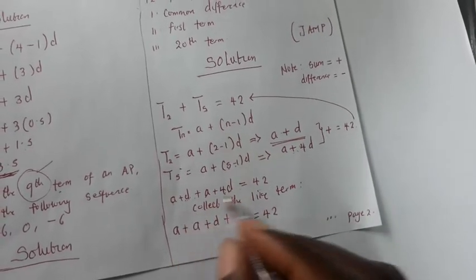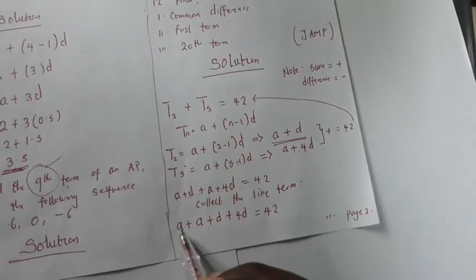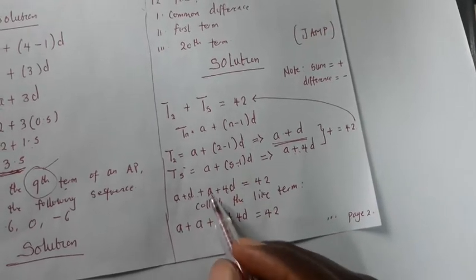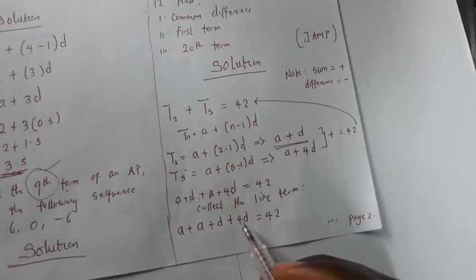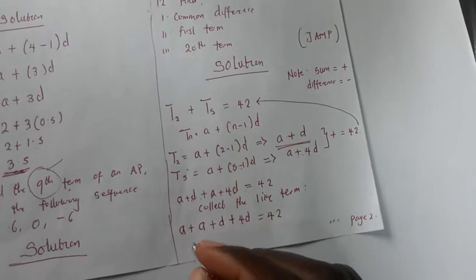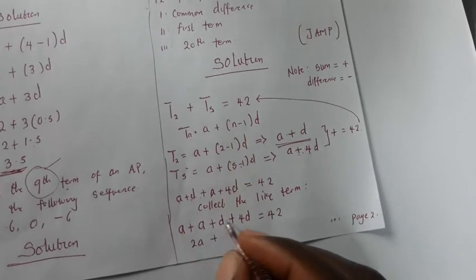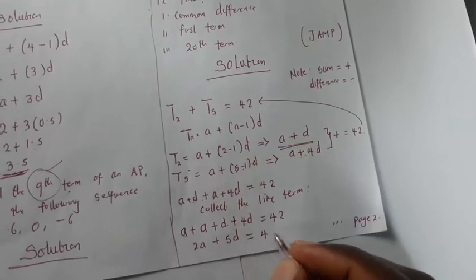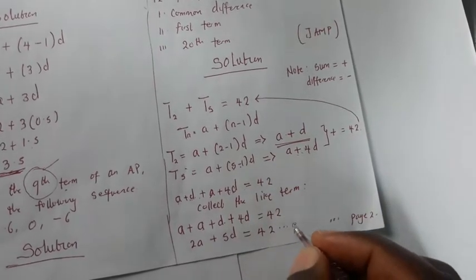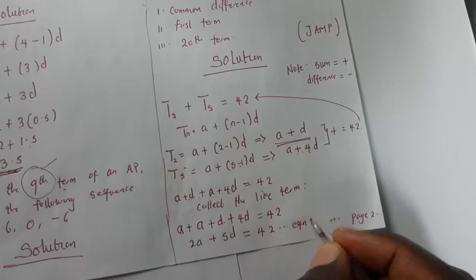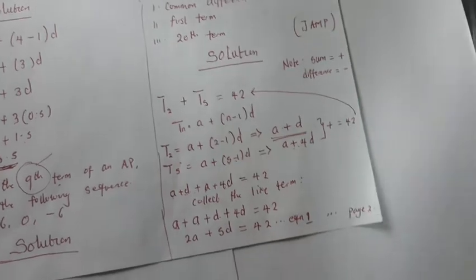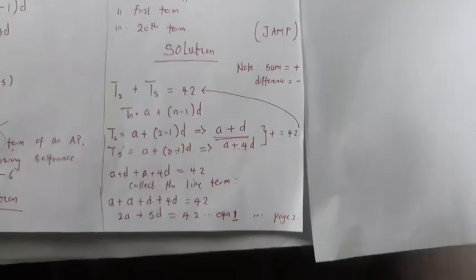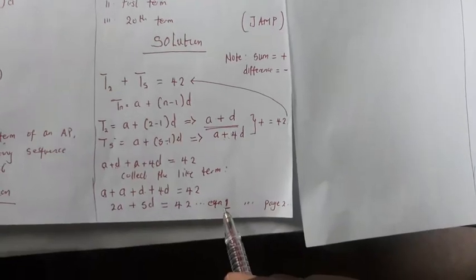I'm still referring back to this equation. I just rearranged it. A is here, D is this, A is here, 4D is this. So A plus A is 2A, plus D plus 4D is 5D, equals 42. This is our equation 1.